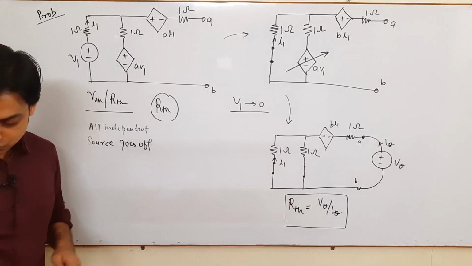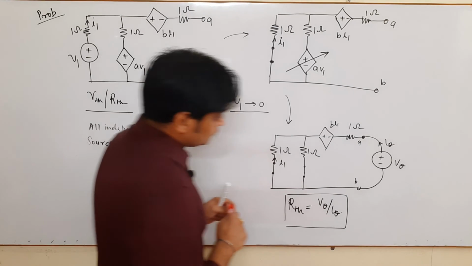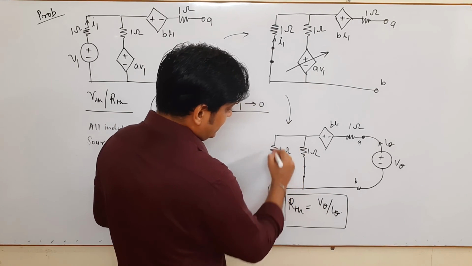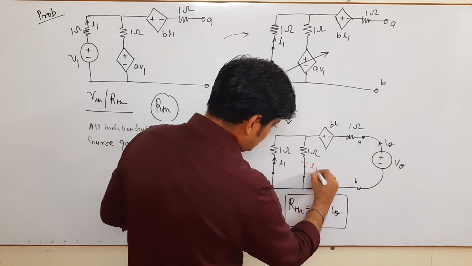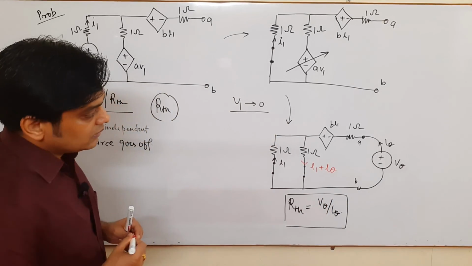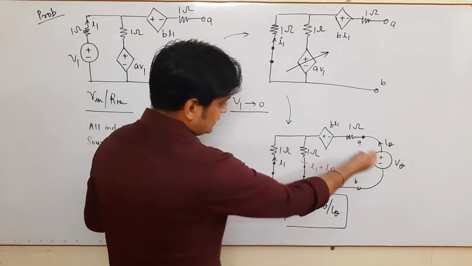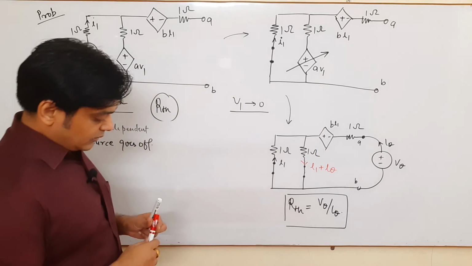If you see, this current I1 is flowing here, and this current Iθ is coming here. So can you say I1 plus Iθ is the current here? Yes, this I1 is coming here, this Iθ is coming here. So the current here is I1 plus Iθ.